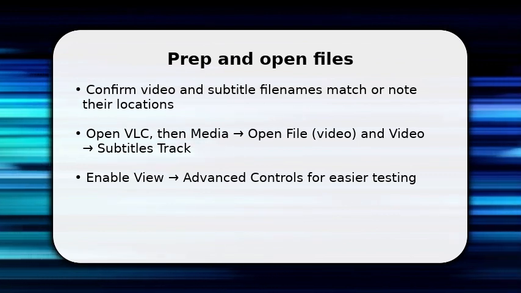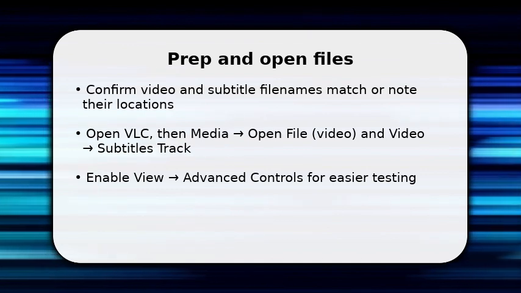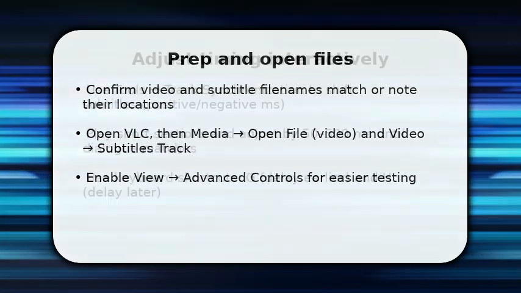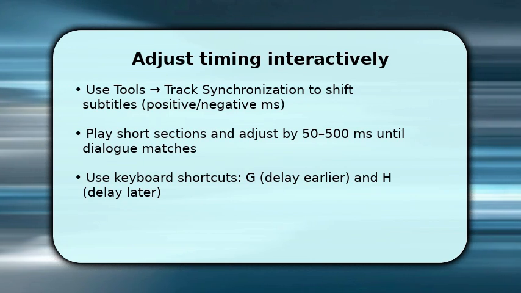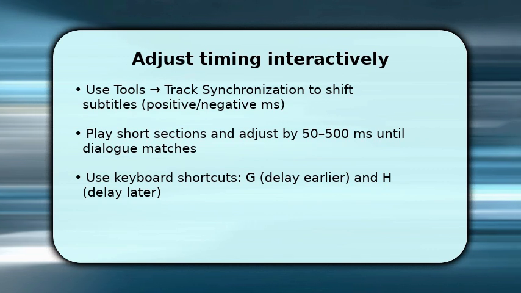You want playback controls and a consistent file name, because mismatched names or wrong folder paths are the most common blockers to syncing properly. You now focus on precise timing. Open Tools > Track Synchronization and use the subtitle track synchronization field to enter millisecond shifts. Play a sentence and tweak by small increments. Start with 100-200 ms, then refine by 50 ms, because small moves make a big difference.